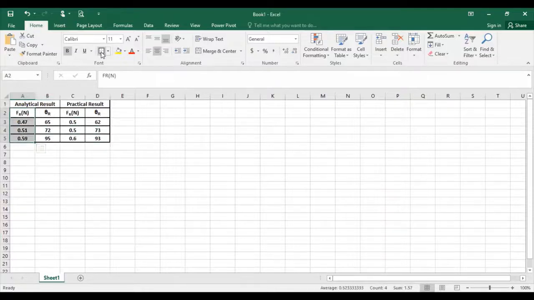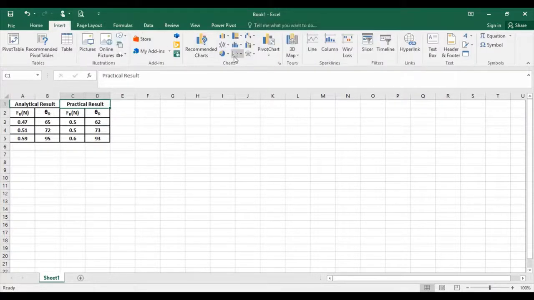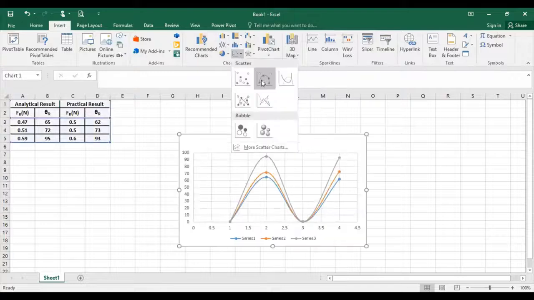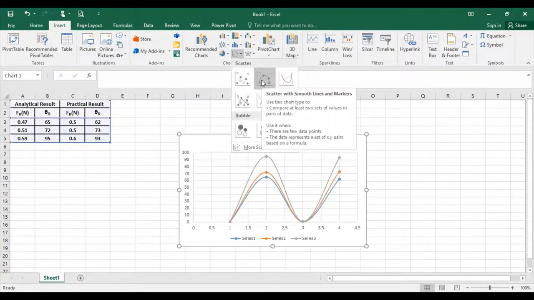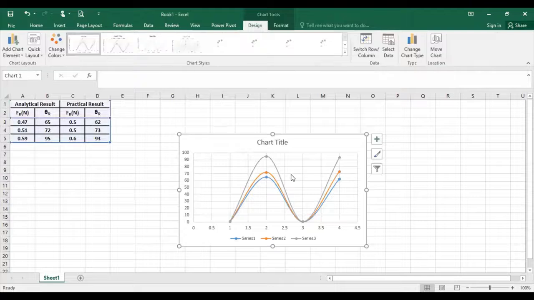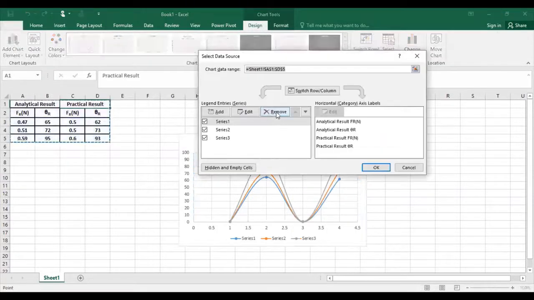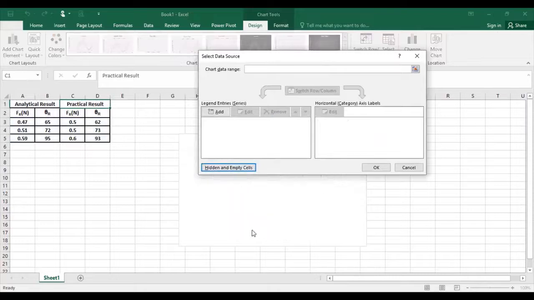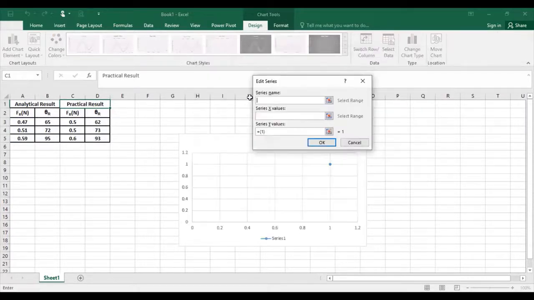Now I'm going to tell you how you can draw the graph of this. So I hide the floating meeting control, and now I'm going to the insert option, and I'm going for the scatter graph, and I'm taking this one, scatter with smooth lines and markers. It has drawn itself. So I'm going into the select data option and removing whatever graph it is making. Now I'm writing analytical result.